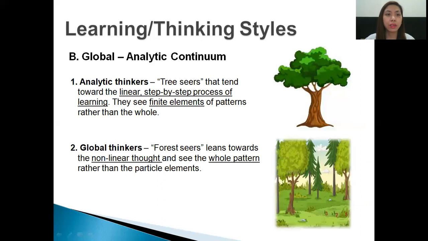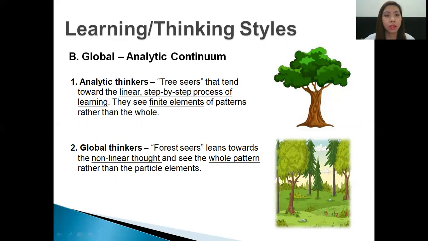The second category is the global analytic continuum. Analytic thinkers, also known as the tree seers, tend toward the linear step-by-step process of learning. They see finite elements of patterns rather than the whole. They are more comfortable in a world of details and hierarchies of information.